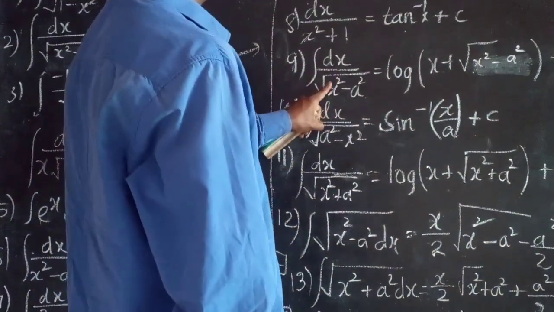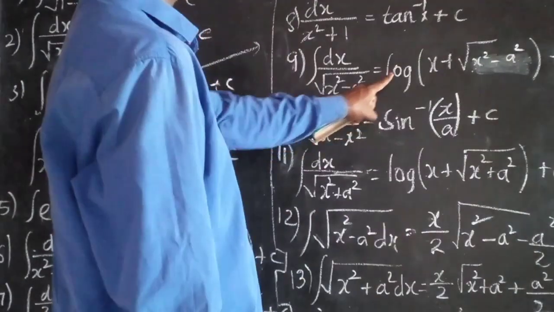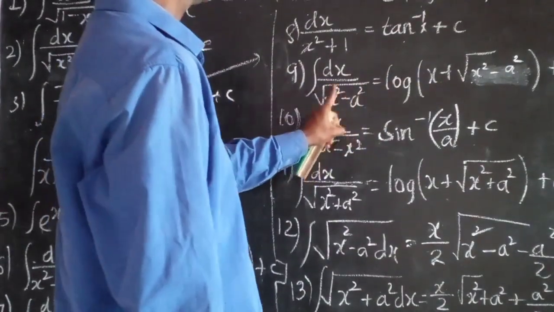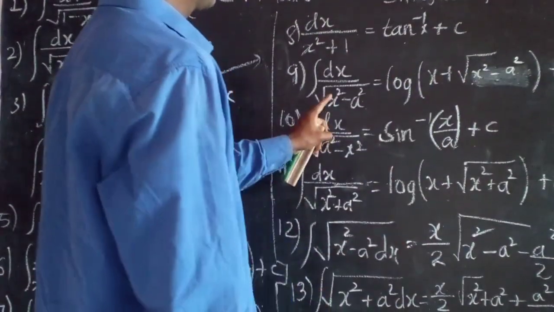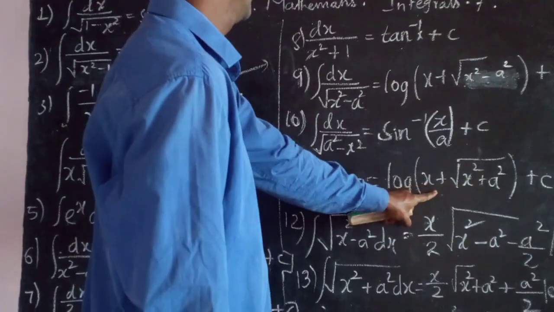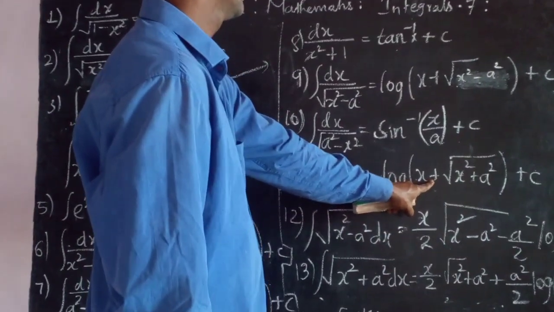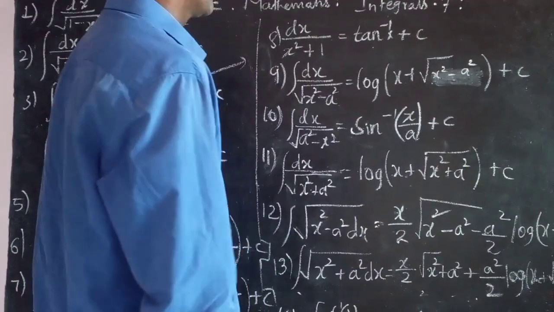Then integral of dx divided by root of x squared minus a squared is equal to log of x plus root of x squared minus a squared. So இங்க minus வந்தா root இங்க வரும். அதே மாதிரி இங்க plus வந்தனா என்ன வரும்? Log of x plus root of x squared plus a squared வரும்.